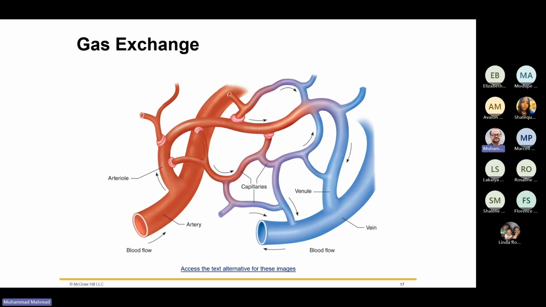Now, three types of blood vessels you see here. The red ones are the arteries, transporting blood away from the heart. The blue one is the vein that is going to bring it back. And in between, we have the capillaries. Capillaries are connecting arteries and veins.